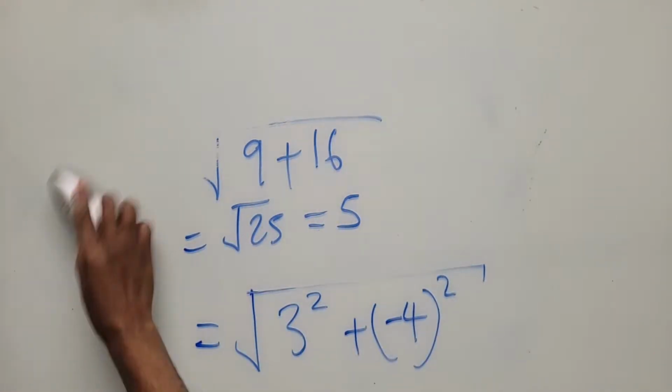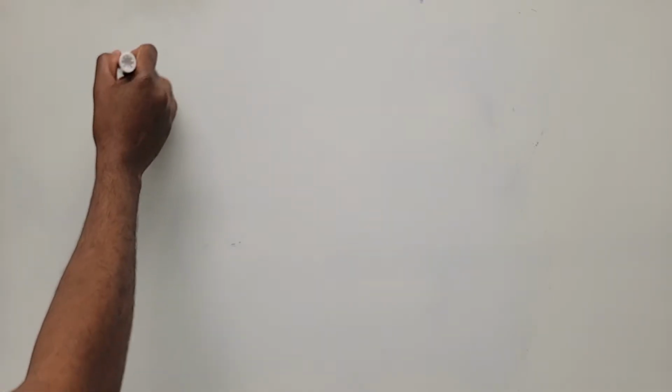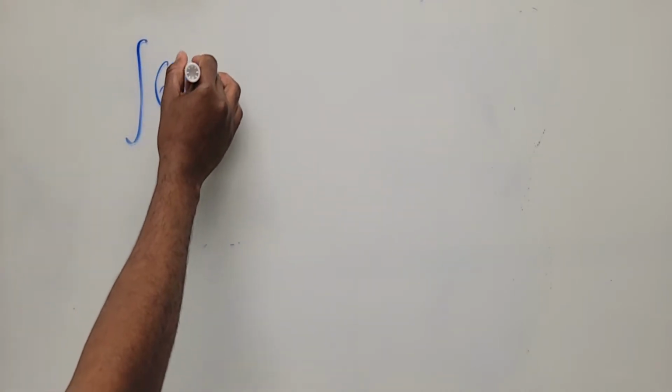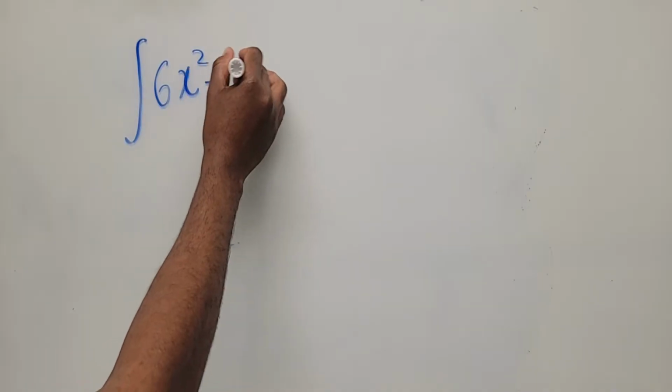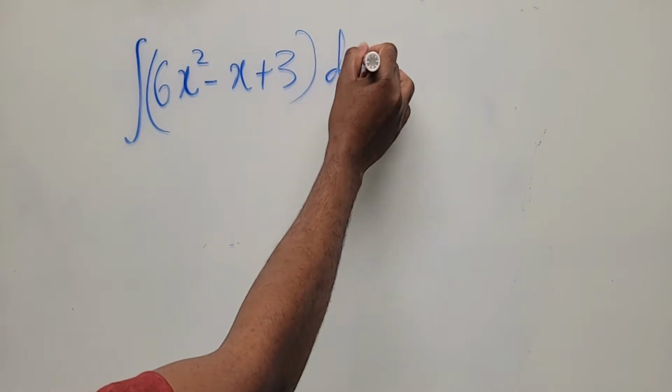So again, I erase this one here. I erase that, and let me see another interesting problem here. I saw one problem from calculus here, question 19. So let us find the integral of 6x squared minus x plus 3 with respect to x.